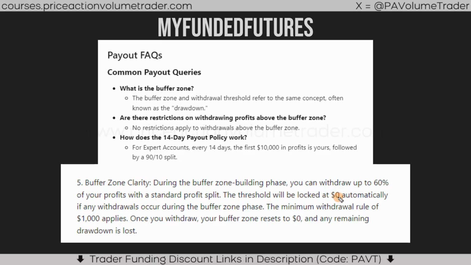Thresholds will be locked at $0 automatically if any withdrawals occur during the buffer zone phase. So that means your trailing drawdown is going to lock in at the original account balance. The minimum withdrawal rule of $1,000 applies for My Funded Futures. Once you withdraw, your buffer zone resets to zero, and any remaining drawdown is lost. Okay, so that's why it's not smart to take profits too early, because you want to build that buffer.